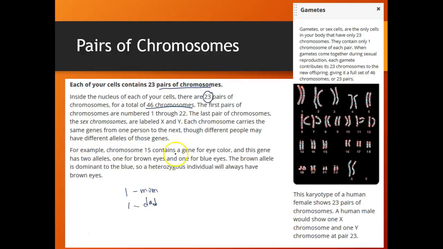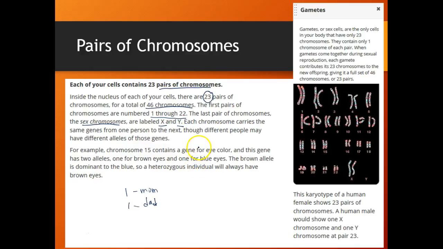The first pairs of chromosomes are numbered 1 through 22. So you can see right here at this karyotype, we see 1 all the way to 22. The last pair of chromosomes are what we call the sex chromosomes. It's what determines the sex of an individual, and those are labeled X and Y.